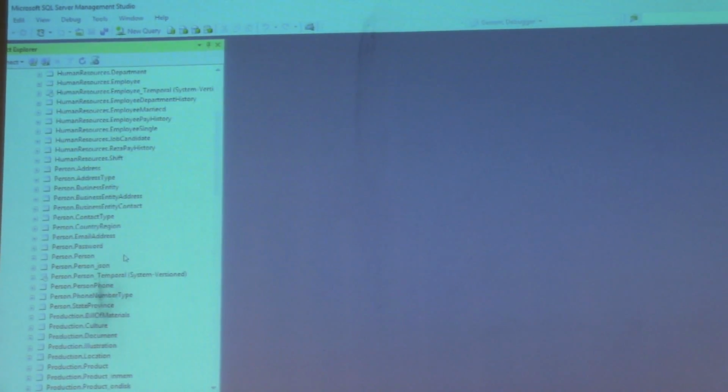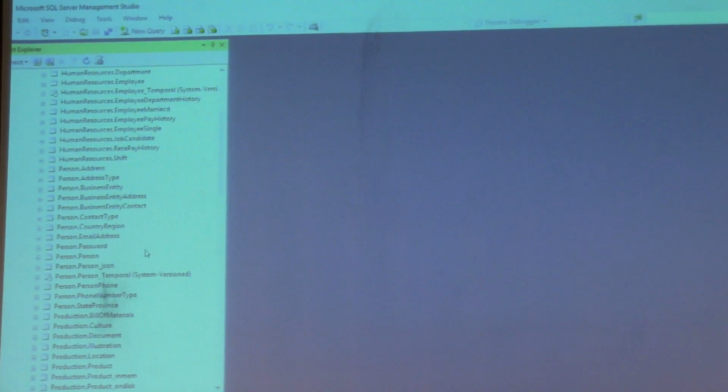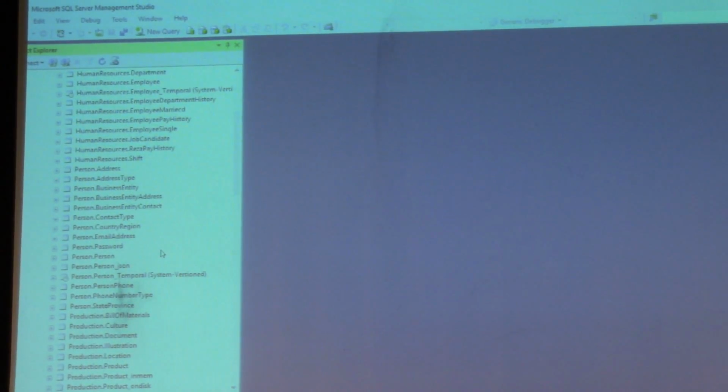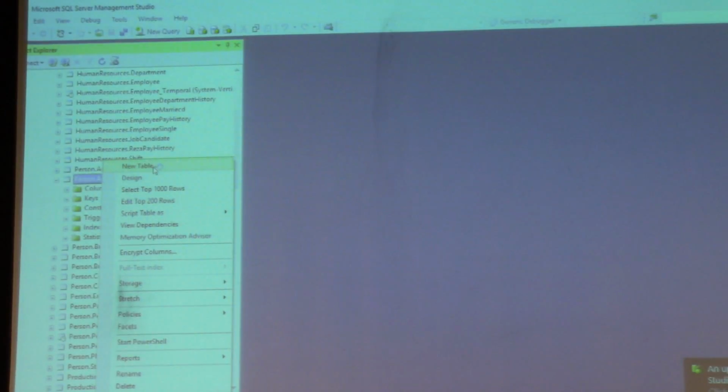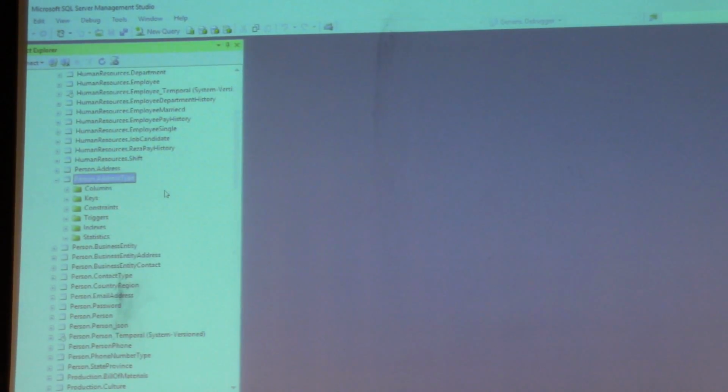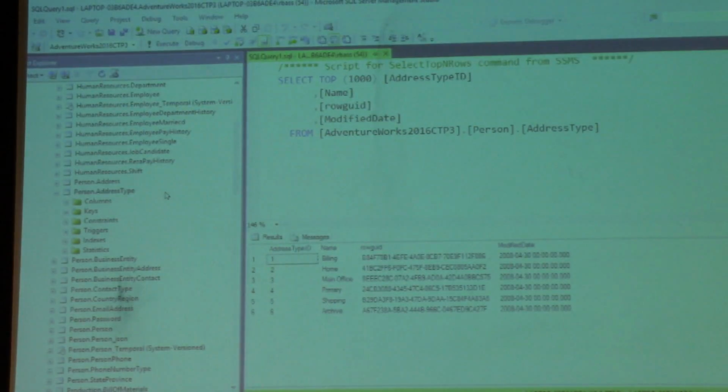Where is the shipping address? It's not directly there, Professor. There is a separate table. Address type. The address type returns what type of address it is, right? Billing address, shipping address. The address type ID should be 5.